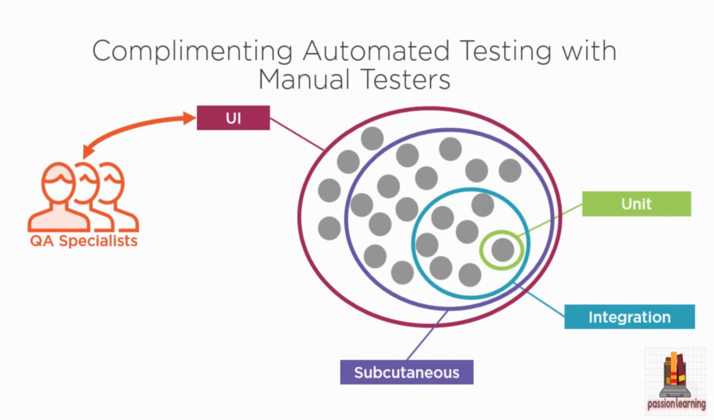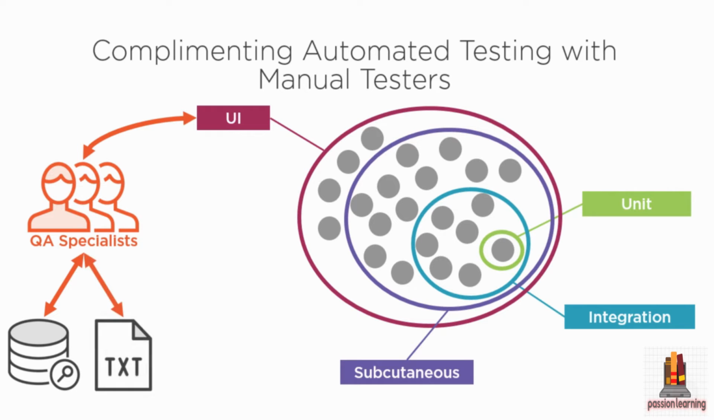Oftentimes, this is done through the user interface of the application, but our QA specialists here might also have access to the underlying system database to check that the correct data is being written or to investigate potential bugs. They may also have access to other files, such as data files or system log files. When we're complementing our automated tests with manual testing, our QA specialists here are probably not going to follow predetermined test scripts. So if they aren't following some predetermined test script, how are they going to test the application? One method they can use is exploratory testing.